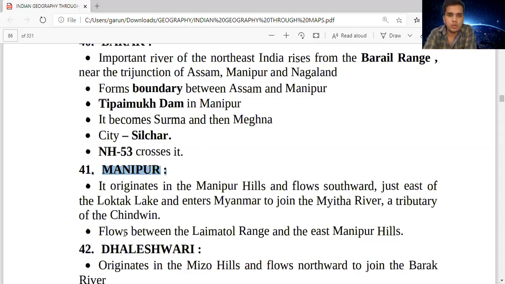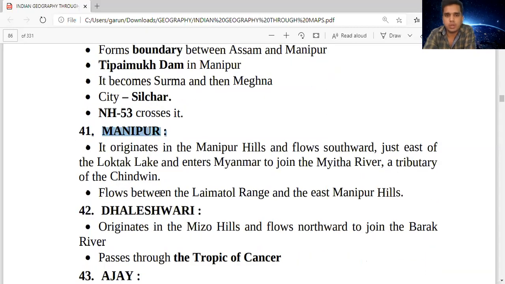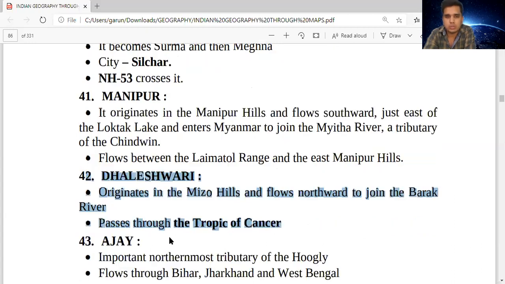So Manipur, we have done, flows between the Lime Atoll Range and the Manipur Hills. Next is Dhaleshwari. Dhaleshwari originates in the Mizo Hills and flows northward to join the Barak River. It passes through the Tropic of Cancer.